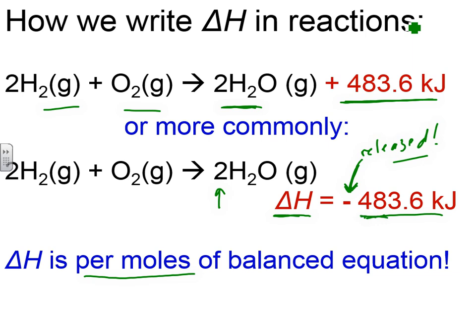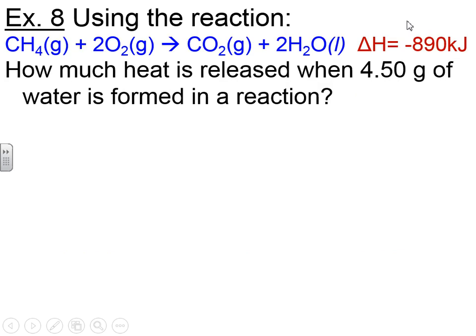So this is actually usually per mole. This is referring to per mole of the reaction. Let's actually do some example problems and show you how this is done. So here we have a reaction, the same one we've seen up above, that releases 890 kilojoules of heat. Notice it's releasing 890 kilojoules. So how much heat is released when 4.5 grams of water is formed in this reaction?